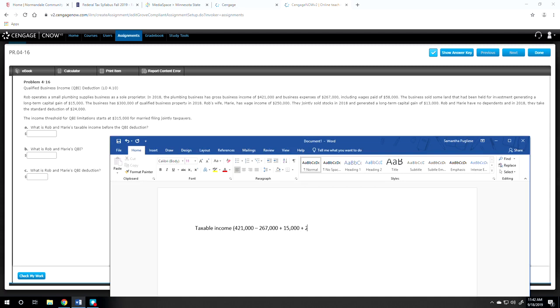Rob's wife, Marie, has wage income of $250,000. Wage income is taxable income, of course. And then also they had that long-term capital gain of $13,000. That's certainly taxable. And they have no dependents, so they take the standard deduction, which for 2 people is $24,000. Okay. Their taxable income is $408,000. So that's the answer to part A.